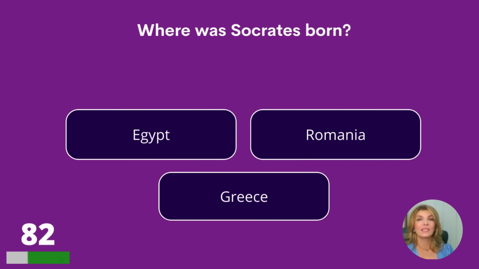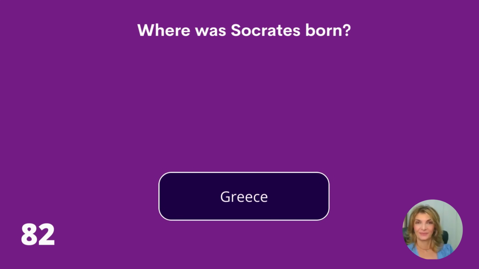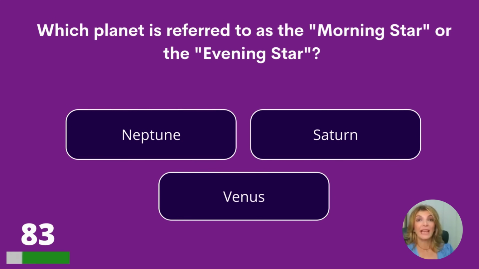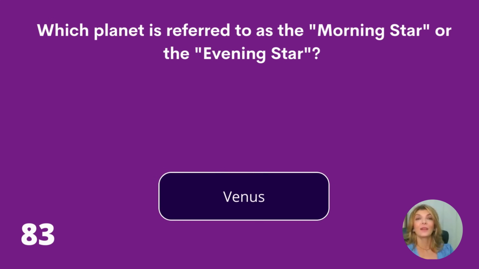Where was Socrates born? Egypt, Romania, or Greece? Greece. Which planet is referred to as the morning star or the evening star? Neptune, Saturn, or Venus? Venus.